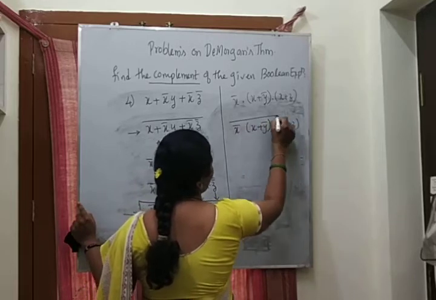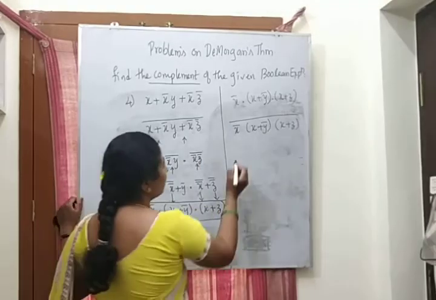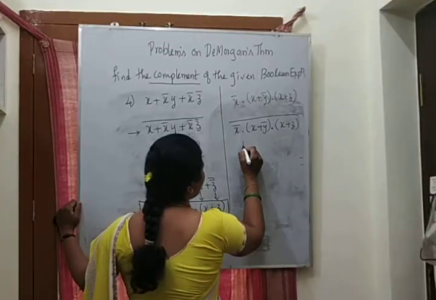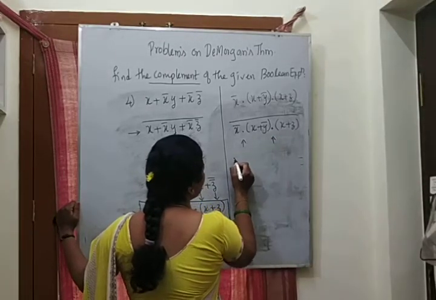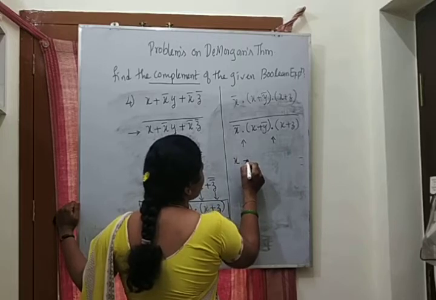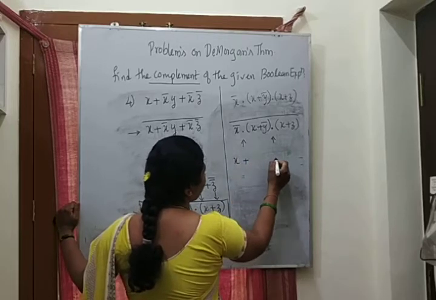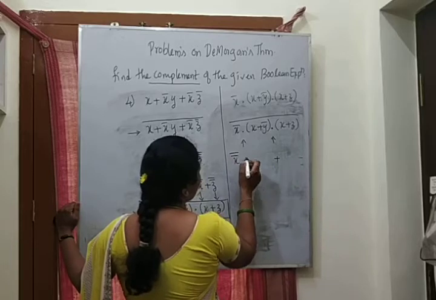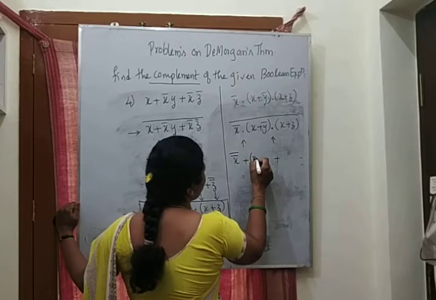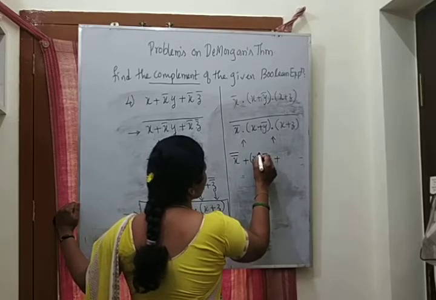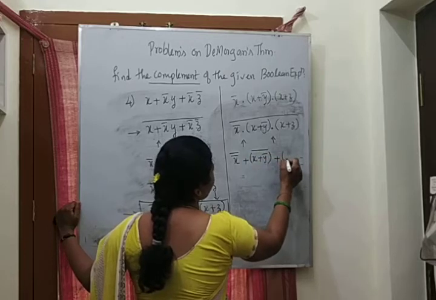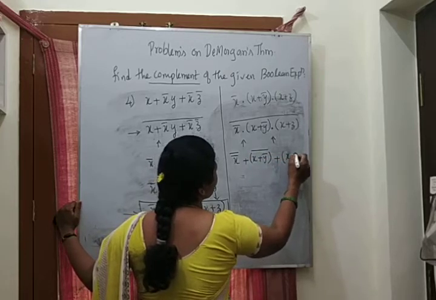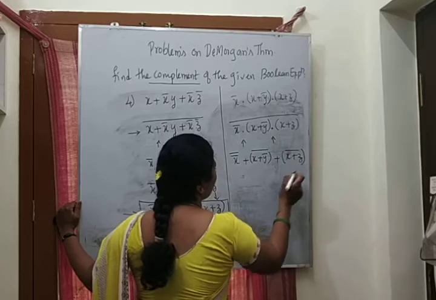Put the over bar. Here dot is there. Here dot is there. First remove the dot. Dot gets changed to what? Plus. Double dash. X plus y dash whole dash, x plus z whole dash, whole bar.